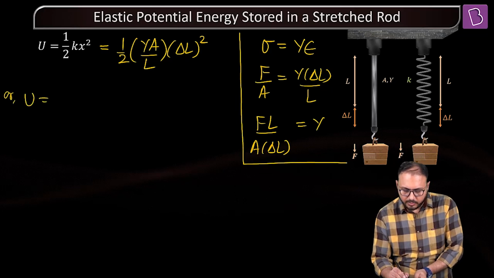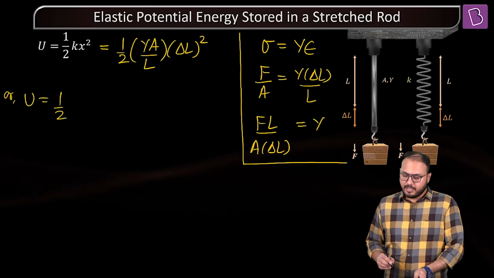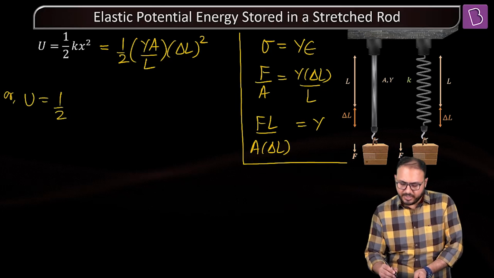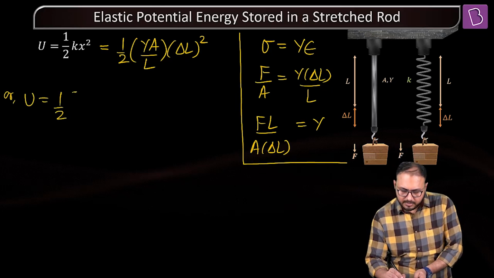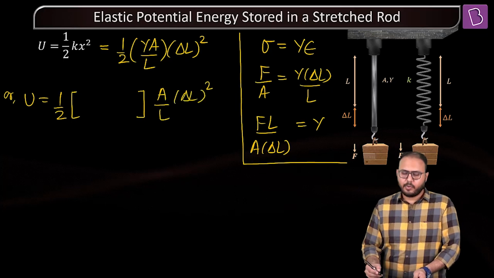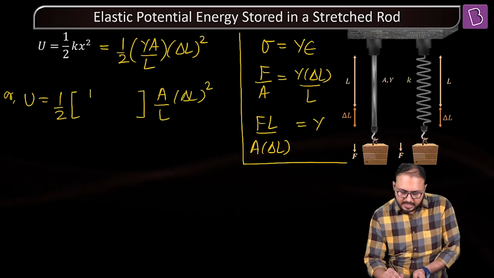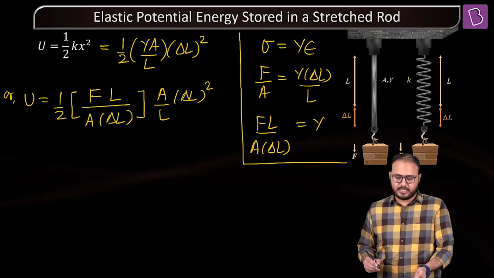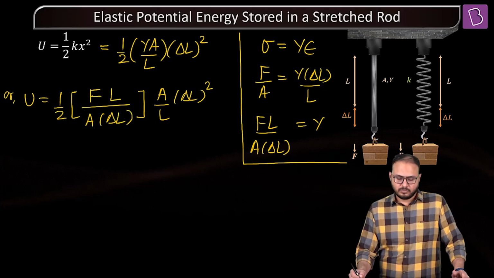Or U is equal to half. Wherever you see Y, I'm putting this instead. Matlab, instead of Y, apart from Y, it was A by L delta L square. And look at the Y on the right hand side. It is FL upon A delta L. Can you see that? Yeah, we can see that, sir.